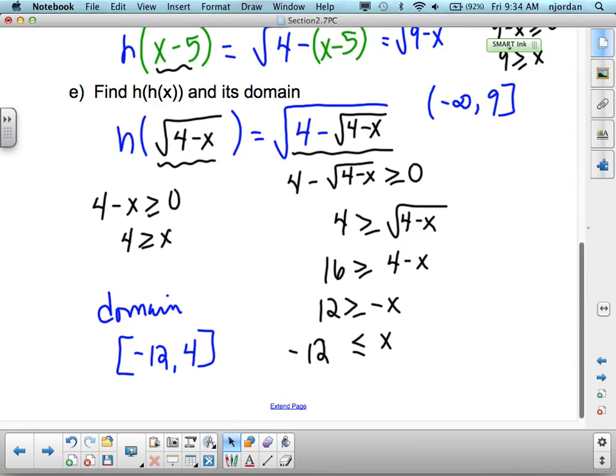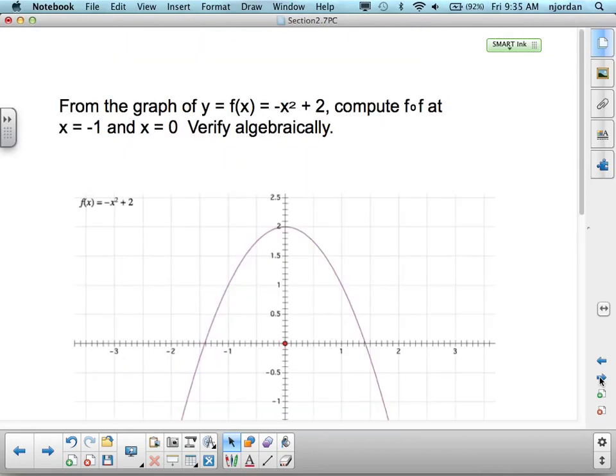Now this next problem, we're going to look at the composition graphically. So let's see if you can follow along here. Just watch what I'm doing on the board. We have an f function, which is a quadratic, opening down. We want to compute f of f when x equals -1. Now, I'm just going to look at this graphically, and then we'll look at it algebraically as well. So what is f of -1, basically? Let me write that down for you.